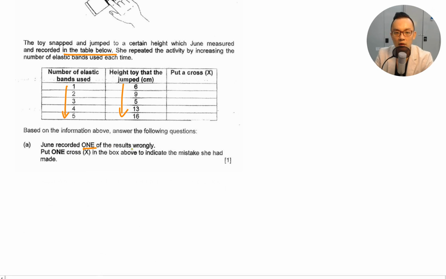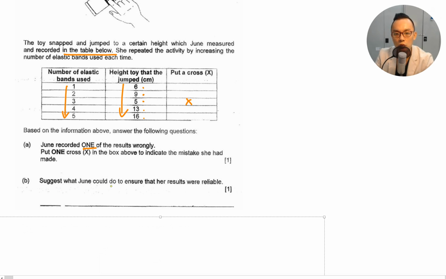June recorded one of the results wrongly. Put 1 cross in the box to indicate the mistake she made. So as the elastic bands go higher, you should expect the height of the toy jump to go higher, which is correct. So 6, 9 is correct. Oh, 5 is something wrong. Then 13, 16. So 5 is the one that is wrong, because you should not be expecting from 9 to 5. You should be expecting from 9 to more than 9 and less than 13.